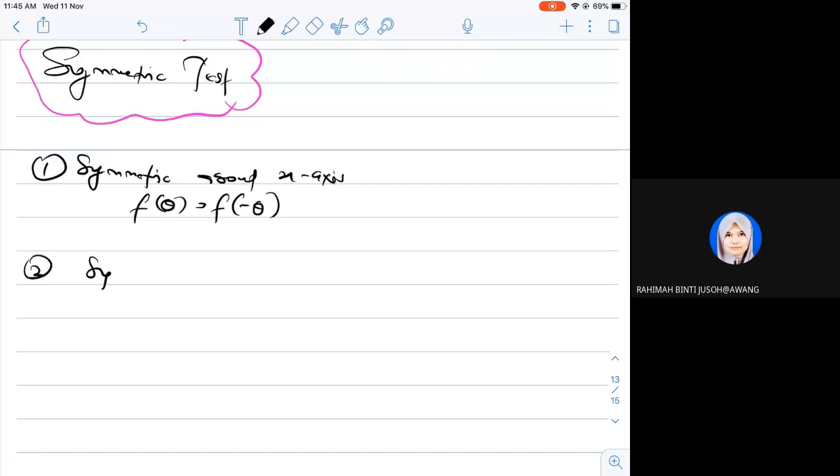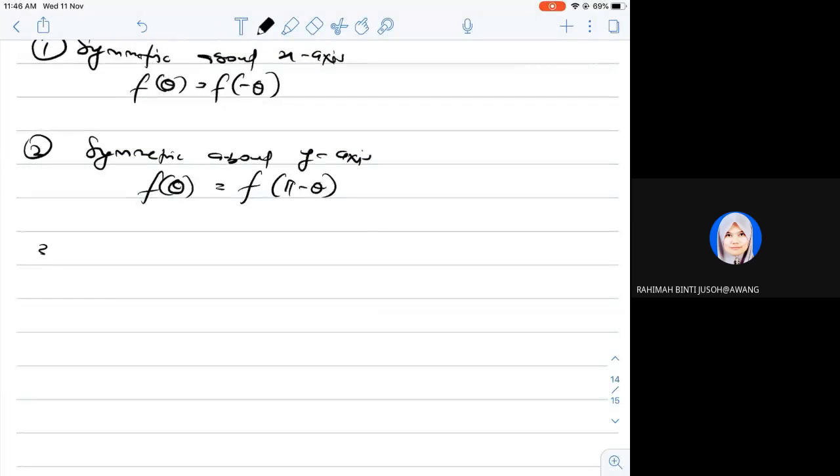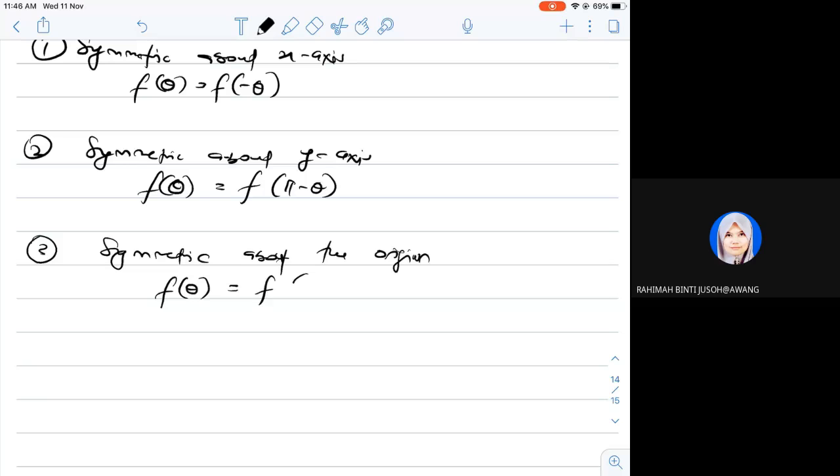Number 2, we have symmetric about y-axis. So you will have f theta equals to f pi minus theta. And then number 3, symmetric about the pole atau about the origin. So f theta kena showkan dia sama dengan f pi plus theta.